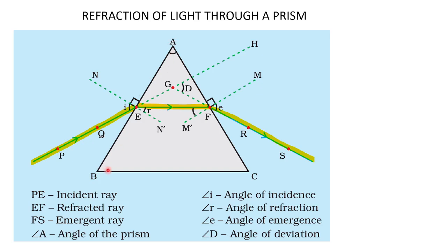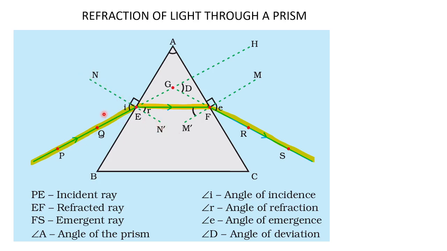The prism corners are denoted by ABC. Normally we use the letters ABC for the prism. There is an angle at A. That angle A is said to be the angle of the prism. Remember, the top angle is said to be the angle of the prism. And there are other angles also. I told you about the normal NN dash. On the incident side, I have drawn a normal NN dash.